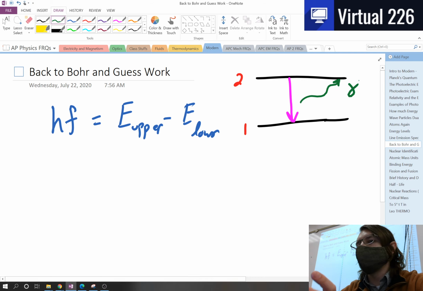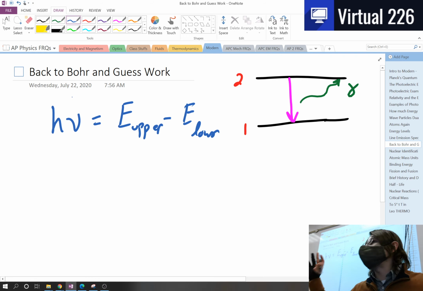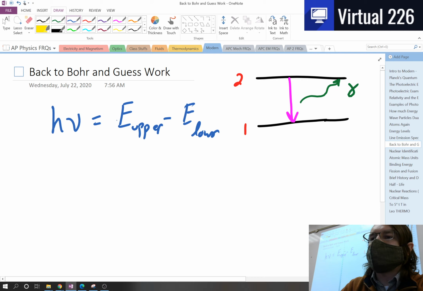So the energy of a photon emitted, hf, or as we have been writing in this class, h nu, if you want to write it like that, doesn't matter, is just the energy difference between the upper and lower energy levels. Okay?